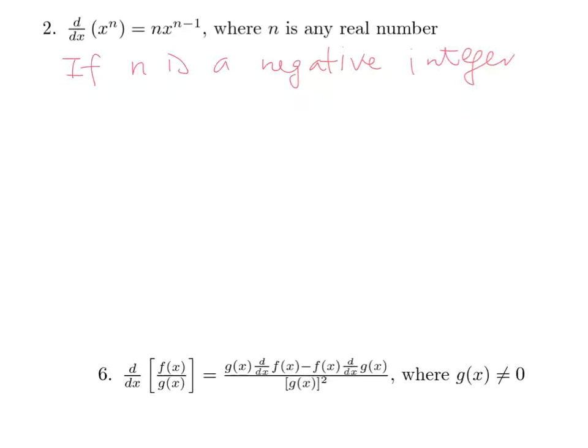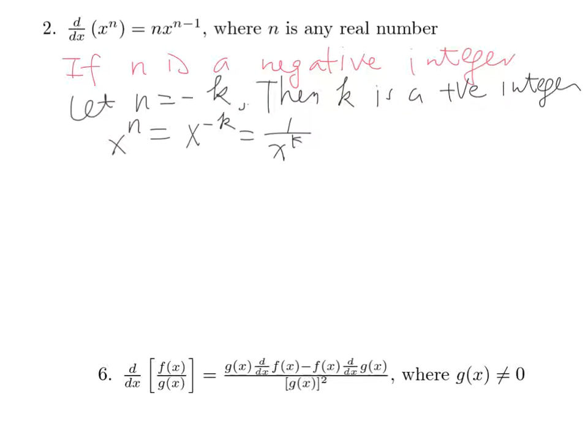Then we use this rule to prove that when n is a negative integer, we have d(x^n)/dx equals n times x to the power n minus 1. If n is negative, we can let n equal minus k. Then k is a positive integer, and x to the power n is equal to 1 over x to the power k. So d(x^n)/dx is equal to d(1/x^k)/dx.